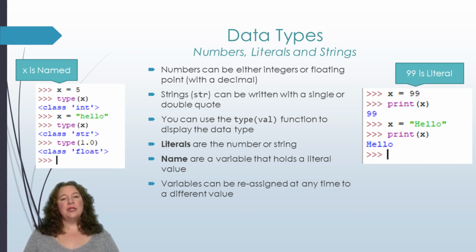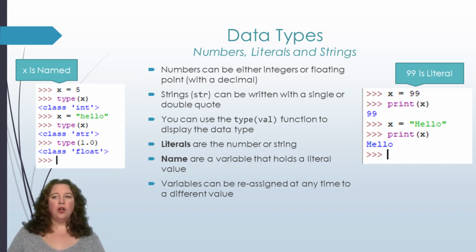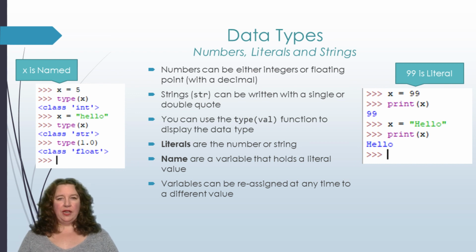So remember what I said about literals. Literals are the actual number or the string, whereas the named variable, or the name, is the variable name that holds a literal value. Variables can be reassigned at any time to any value. You can see over on the right-hand side that our number 99 is our literal, x is our named value. Okay?